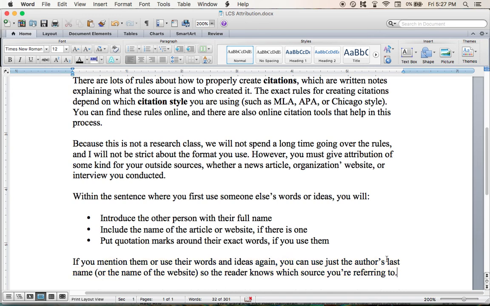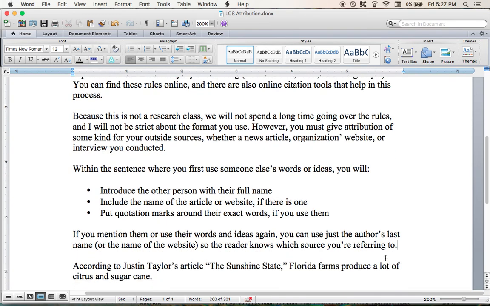So here's an example. We're going to imagine that there is a newspaper article called The Sunshine State by Justin Taylor, okay? So Justin Taylor would be the author, and the name of the news article is The Sunshine State. So here's an example of how you might use ideas or information from his article, even though you aren't using his exact words. According to Justin Taylor's article, "The Sunshine State," Florida farms produce a lot of citrus and sugarcane. So in this case, you're not using his exact words that he wrote. You're just using his information.